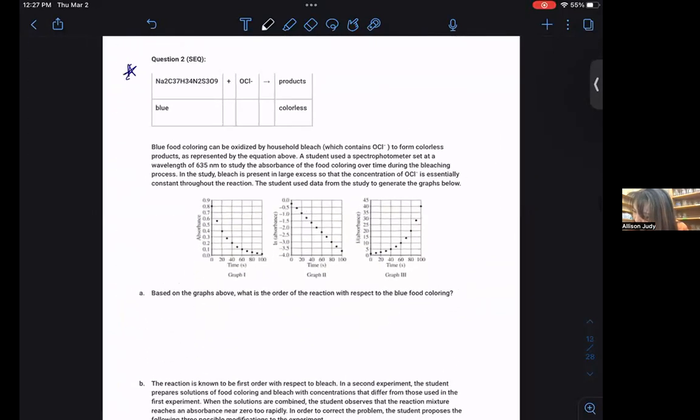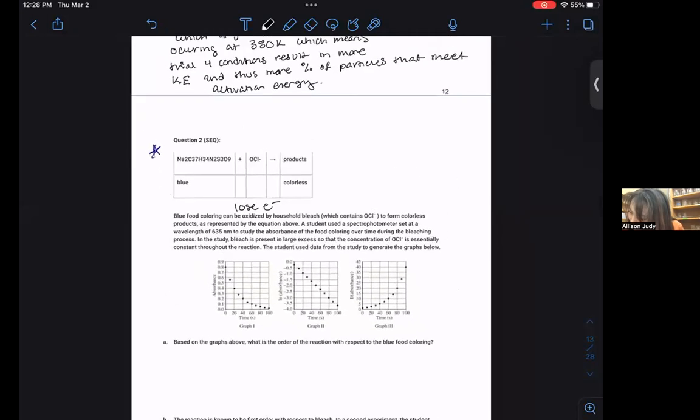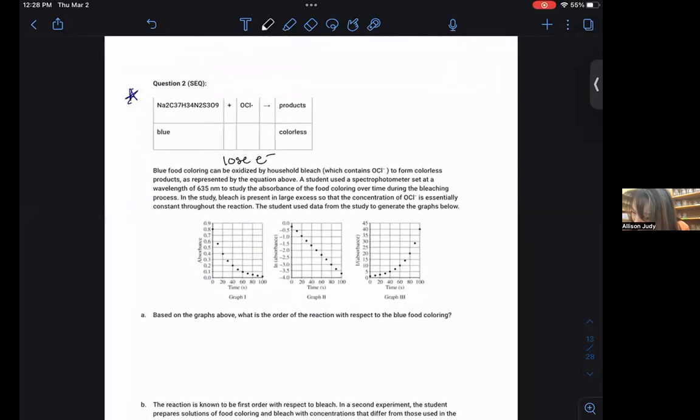What we have is blue food coloring is oxidized by household bleach. Remember, oxidize means lose electrons. Household bleach contains OCl to form colorless products as represented in the equation above. That equation is so funky. Okay, that was a really funky way of writing it.